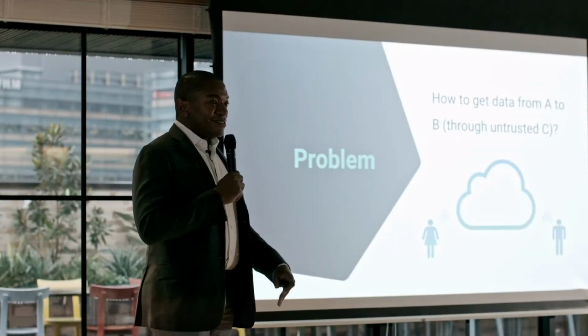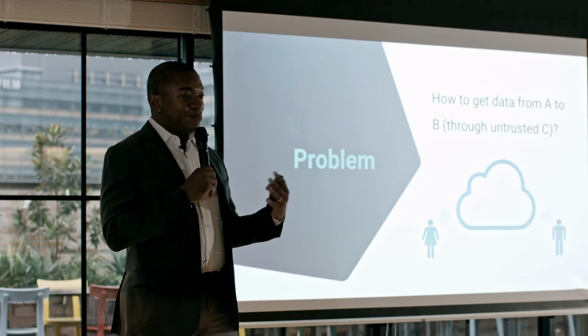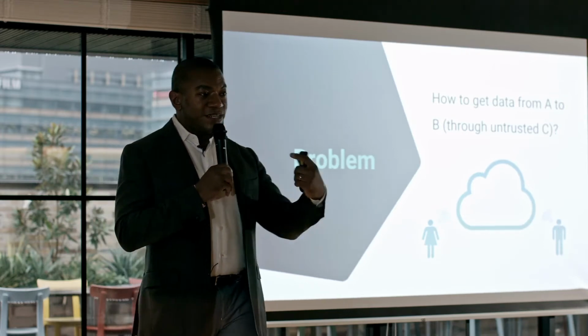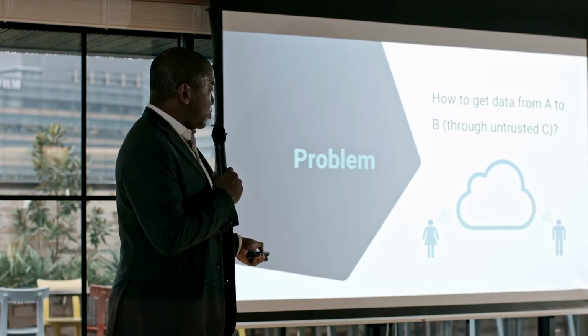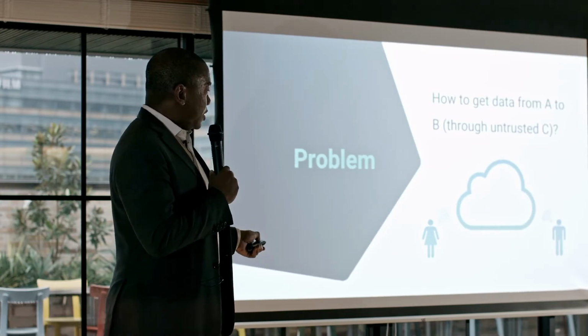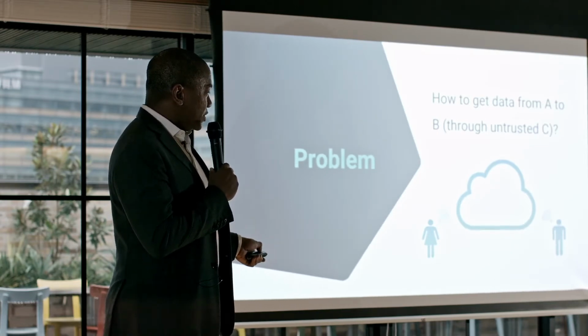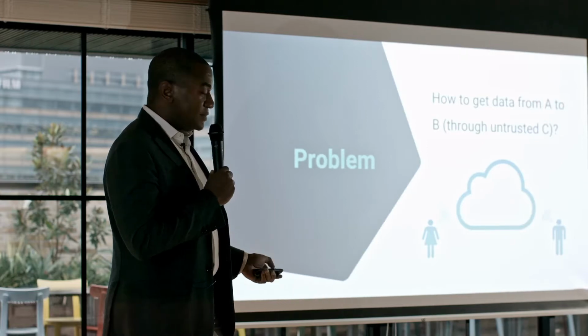So a very fundamental question in cybersecurity is, how do I get data from point A here to point B when I'm going through some nebulous cloud C? And this cloud, I don't know what's inside this cloud. It can be Amazon Web Services. It can be web servers. It can be routers. It can be IoT devices, what have you. Very simple question, right? We've for sure solved this problem many, many years ago.